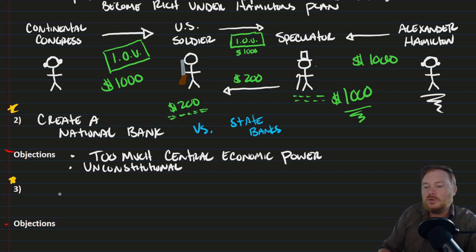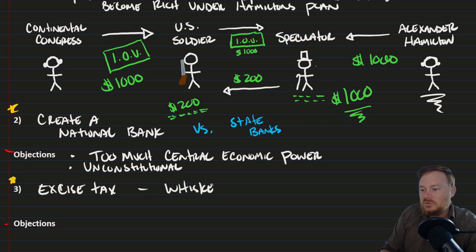And the third and final part of Hamilton's plan was to create an excise, additional taxes on things like whiskey, more taxes. And of course, the objection was simply, boo, taxes. We don't want any more taxes. So 1, 2, 3: assume all the state debts and pay them back, create a national bank, create an excise tax. These were all parts of Hamilton's plan.